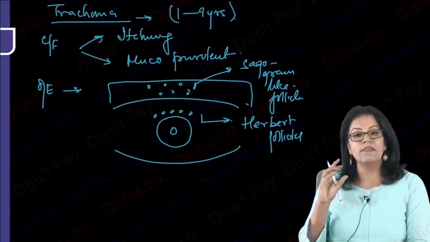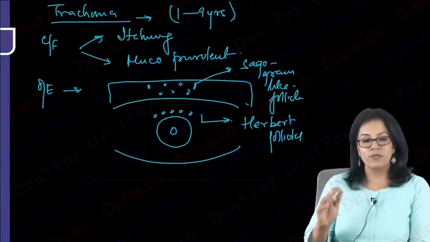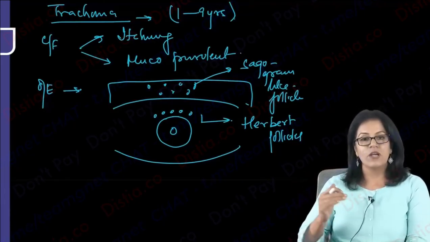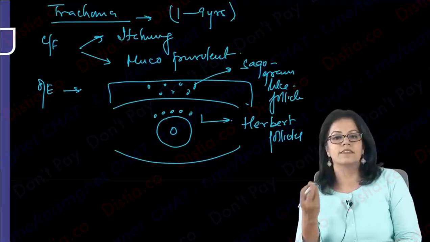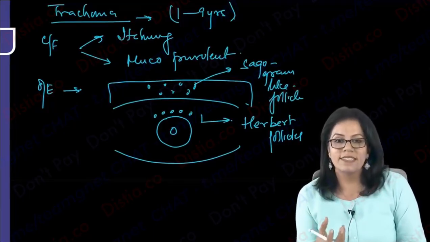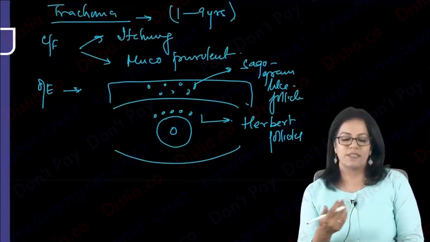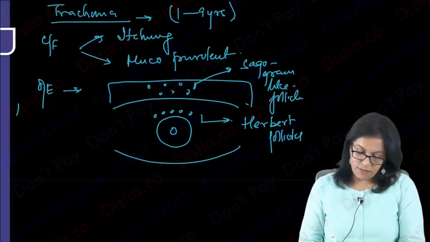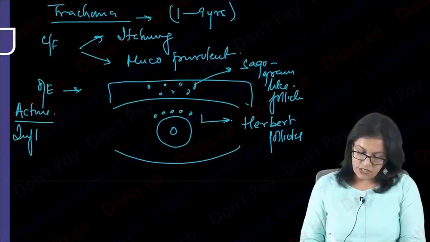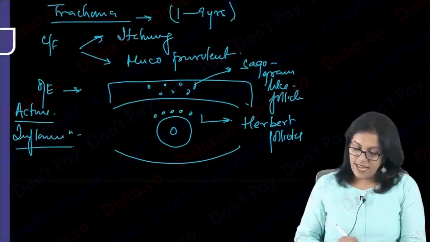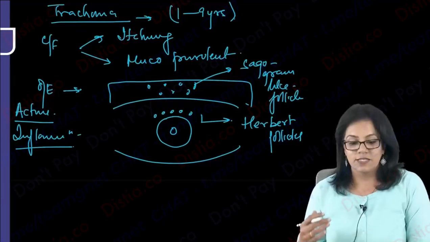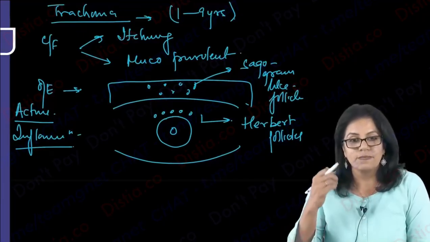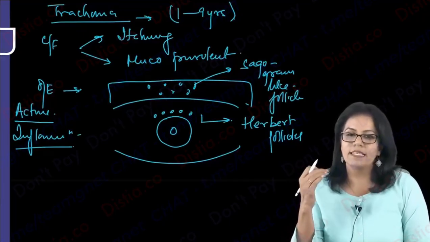So this is an active inflammatory stage. If you divide trachoma into two stages, it is the active inflammatory stage or the chronic cicatricial stage. Cicatricial is scarring. So we are talking about the active inflammatory stage. The findings are a lot of itching, mucopurulent discharge, and when I am seeing this patient, I can see Herbert follicles or sago grain follicles on the upper palpebral conjunctiva. Anything else apart from this?